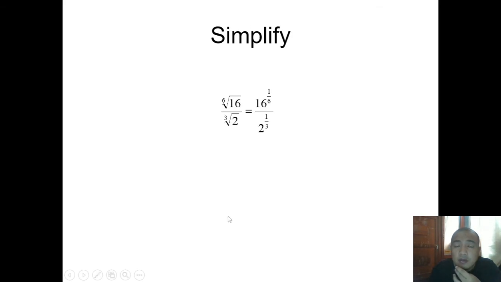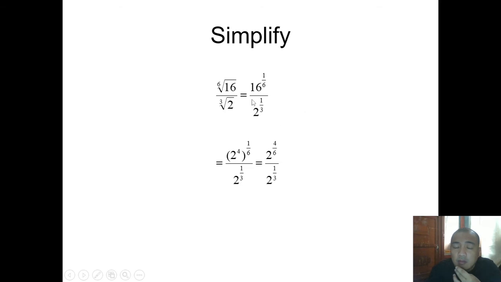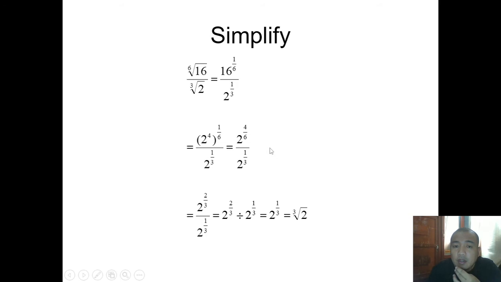How about this? Simplify the 6th root of 16 divided by the cube root of 2. So this means that the 6th root of 16 is equal to 16 raised to 1 over 6, and the cube root of 2 means 2 raised to 1/3. But 16 is 2 raised to the 4th power. Okay, so 4 times 1 over 6 is 4 over 6, all over 2 raised to 1/3. So let's continue. We can still simplify 2 raised to 4 over 6, which is 2/3. That's the lowest term of 4 over 6.